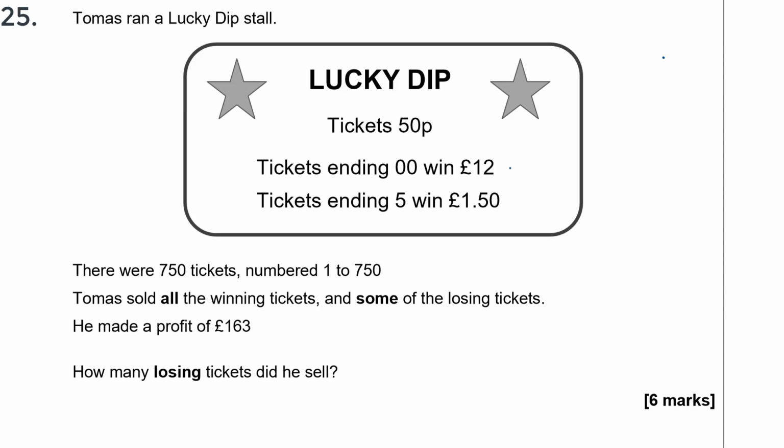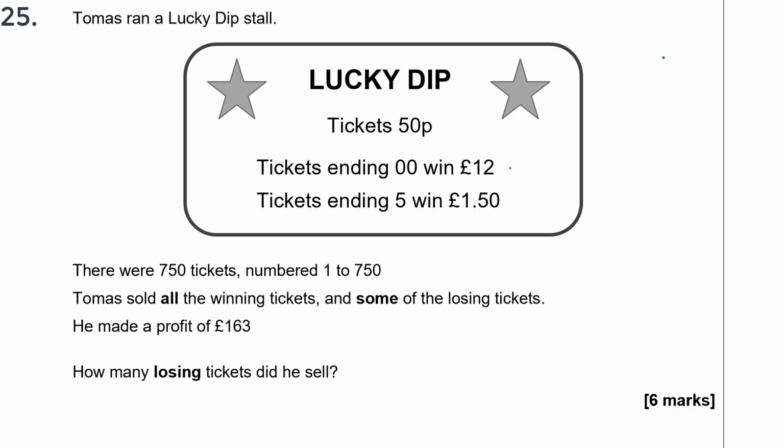It says there are 750 tickets altogether, numbered 1 to 750. Thomas sold all the winning tickets and some of the losing tickets. He made a profit of £163 altogether. How many losing tickets did he sell?